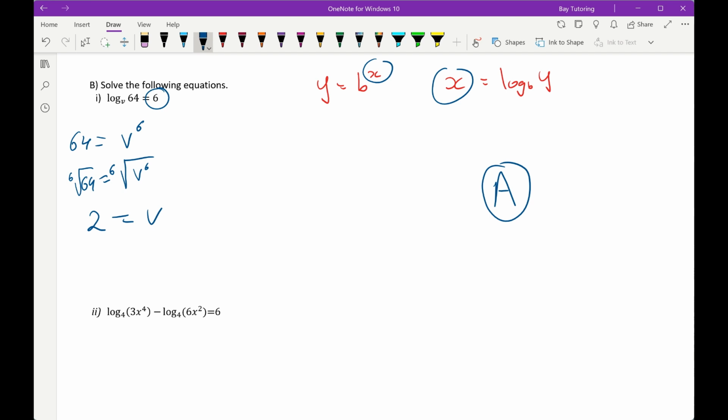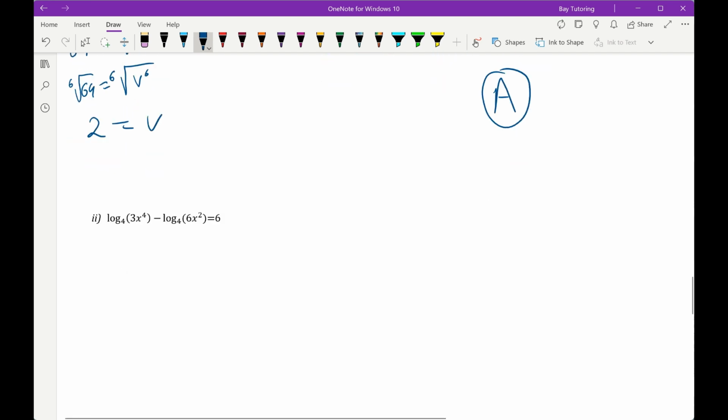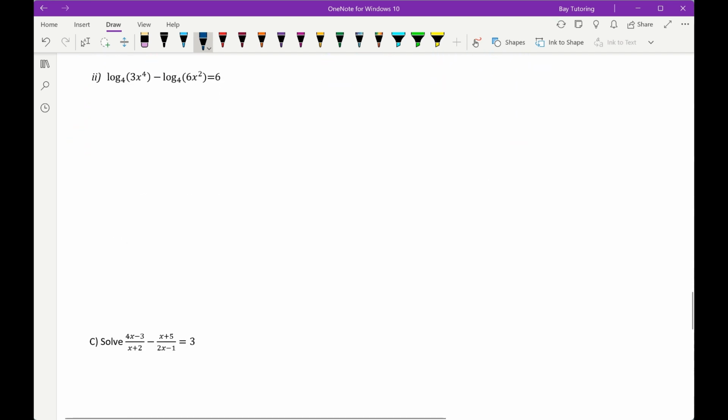Okay, on to part 2, more logs. So we have got to solve this equation here. Log 4 of 3x to the power of 4 minus log 4 of 6x squared equals 6. So you'll notice we've got bases of 4 again. So again, you won't be able to do this on your calculator without rewriting it.